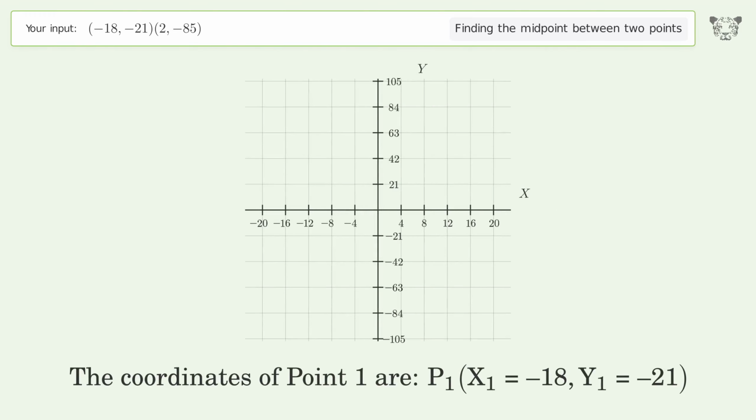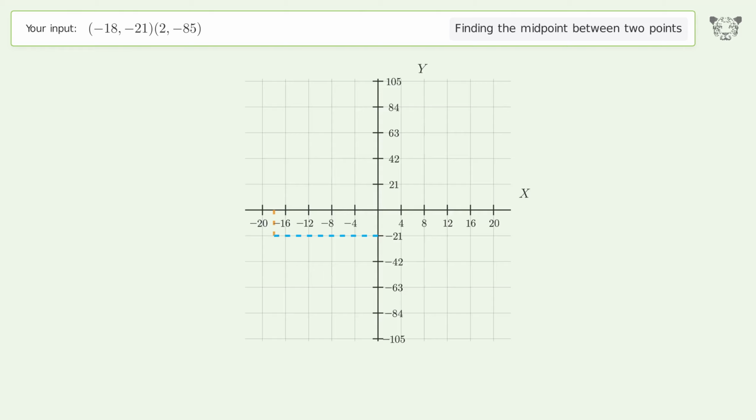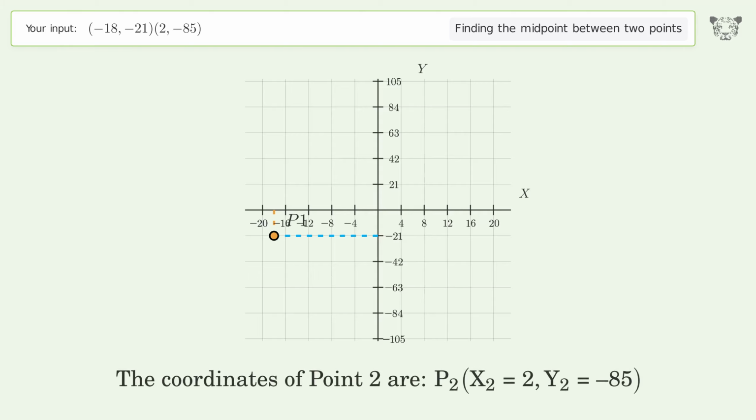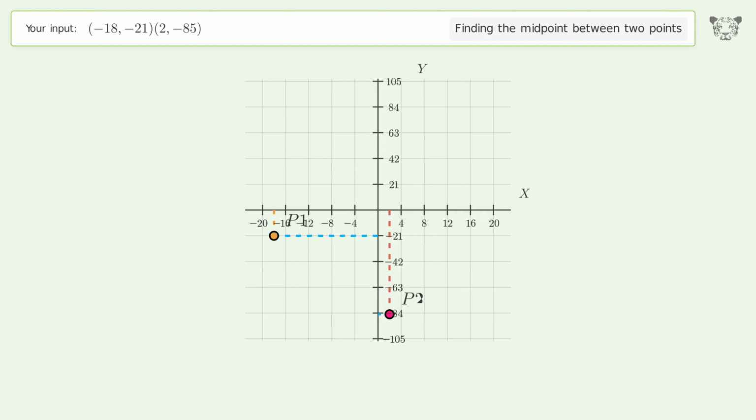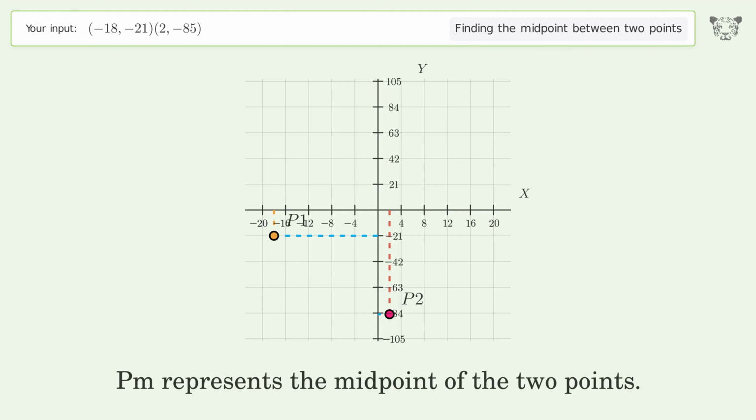The coordinates of point 1 are, x1 equals -18, y1 equals -21. The coordinates of point 2 are, x2 equals 2, y2 equals -85. PM represents the midpoint of the 2 points.